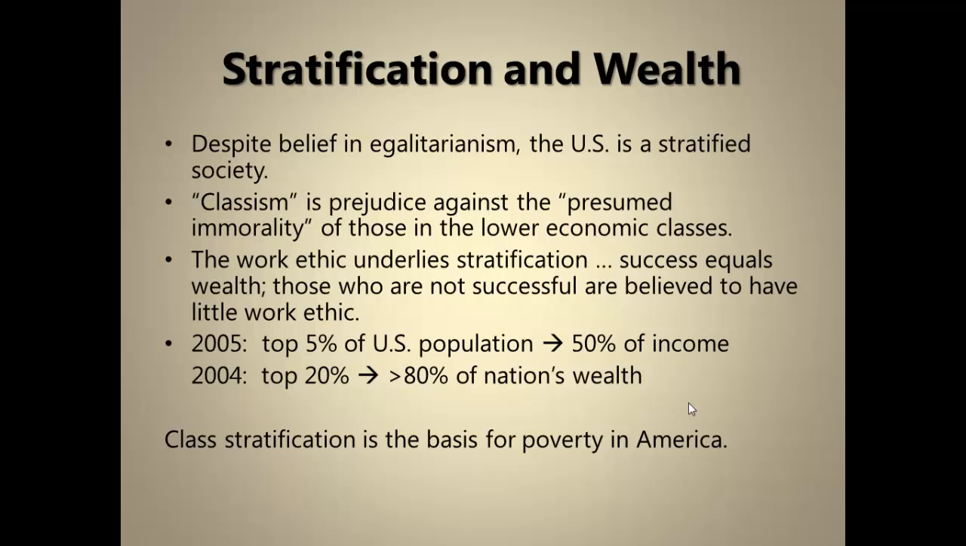In 2004, the top 20% owned more than 80% of the nation's wealth. Now, wealth isn't just income. Wealth is also money making money. Savings accounts, bonds, stocks, real estate, all those other kinds of things that you and I don't know about, that people make money with. Over 80% of the nation's wealth is owned by the top 20% of our population, 1 in 5 people.